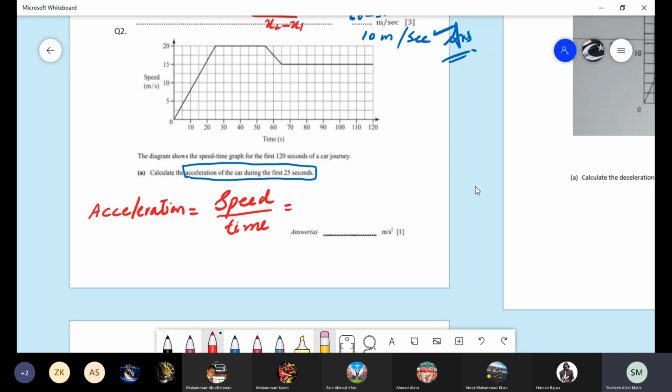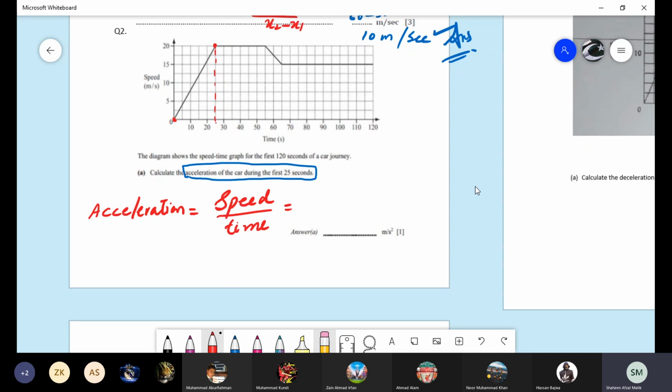So the question is, calculate the acceleration of the car during the first 25 seconds. 10 seconds, 20 seconds, 25 seconds. 25 seconds means this is the point. From this point, after the first 25 seconds, from here to here, you have to find the acceleration of the car.